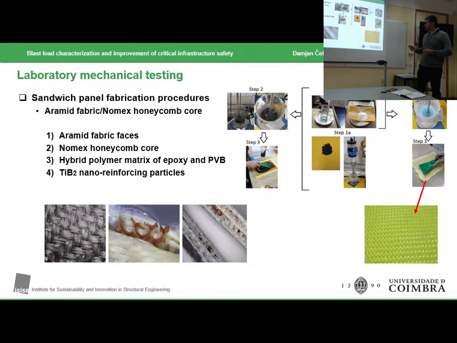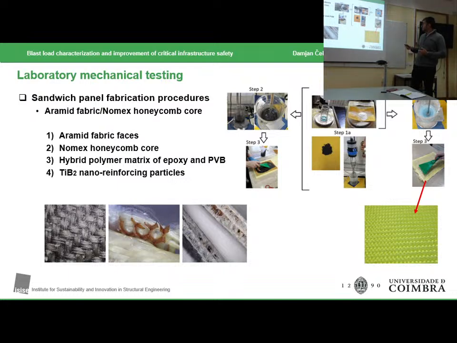So how did we produce these specimens? First we had to measure the right amount of polymer matrix, for which we used epoxy and hardener, and polyvinyl butyral. Polyvinyl butyral we added in 5% amount in order to increase the ductility of the polymer. Then we mixed these two with ethanol. On a mechanical stirrer, in a certain procedure, we further mixed the mixture and then applied it over the fabric.